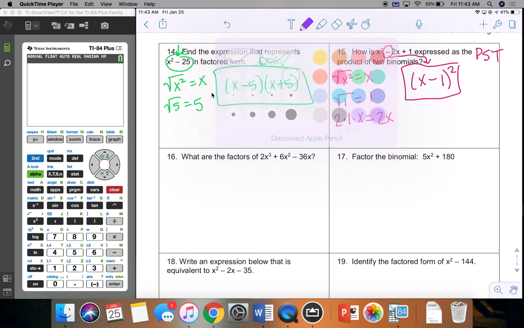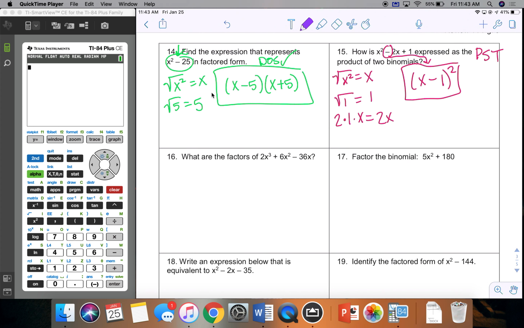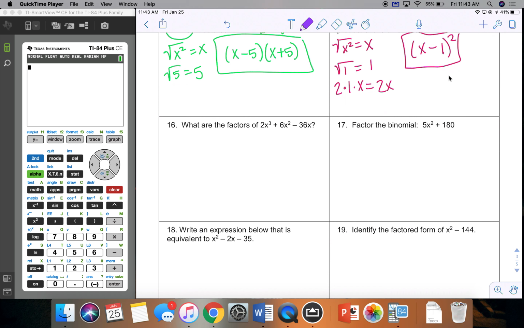If you don't see that or you don't catch it, you could use the box and you would get your terms are x minus 1 and x minus 1. So you might just want to make sure you recognize that this is written the same way.